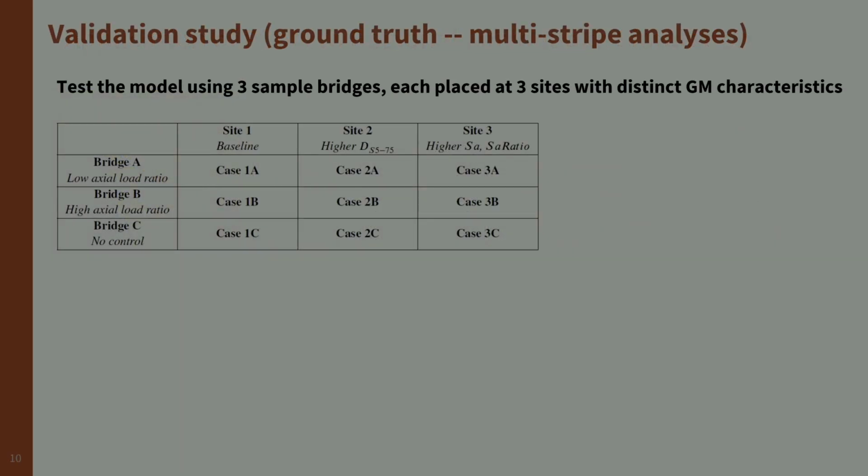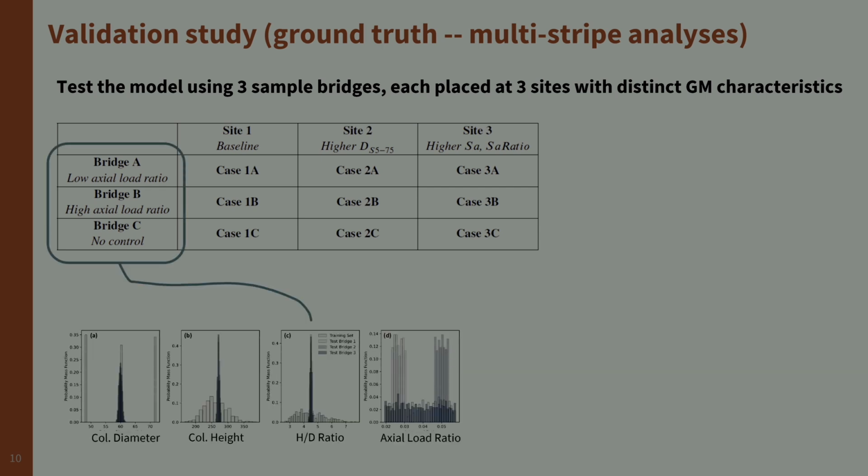Now, once we get the model trained, to validate it, what we did is we took a suite of 9 particular cases. These are 3 bridges, so we pick 3 different bridge locations with different features, say varying the axial load ratio, the slenderness, and so forth. And what you see in the graphics on the lower left is these individual bridges, where they sit relative to the population of the overall training data set.